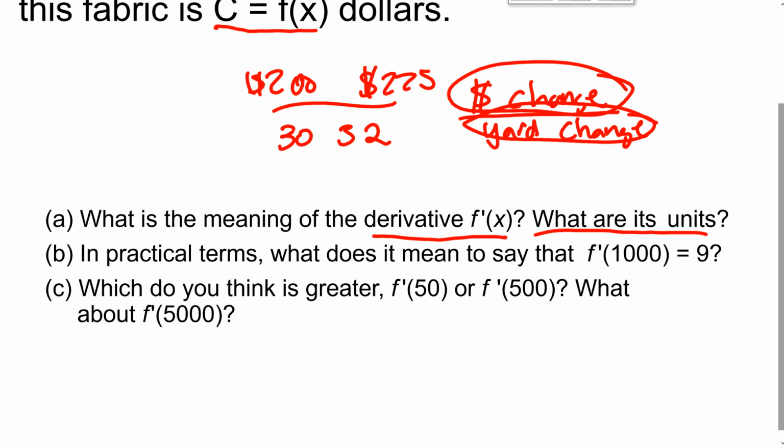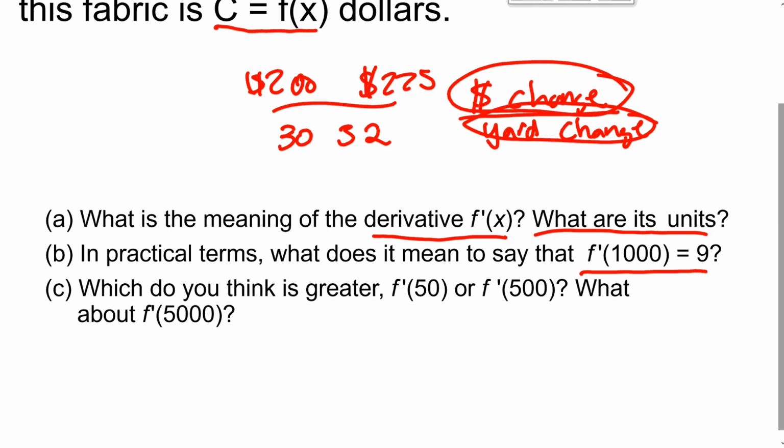And then what does it mean? What does it mean to f prime of 1,000 equals 9? So what that's saying is just that when I produce that 1,000th yard, it's going to cost $9 per yard.